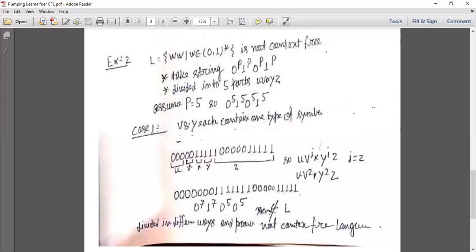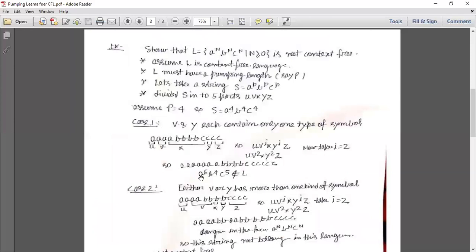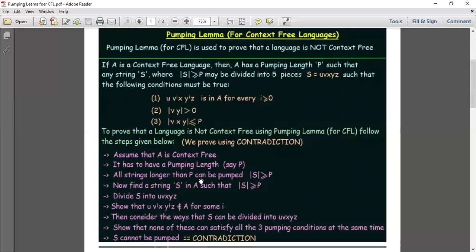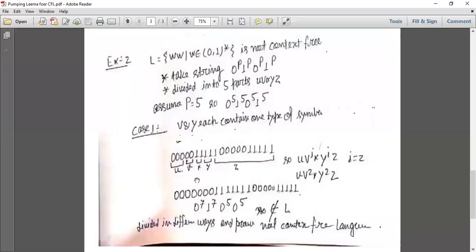And we're talking about the remaining conditions, right? Condition 2 and condition 3 I already told you. Condition 2 is always true, but let's talk about condition 3, vxy. So what is the value of vxy? v is 2, x is 2, and y is 2. So the total is 6, right? And is 6 less than or equal to 5? That is again wrong. So condition 1 and condition 3 are false. So we can easily say this particular language is not a context-free language, right?